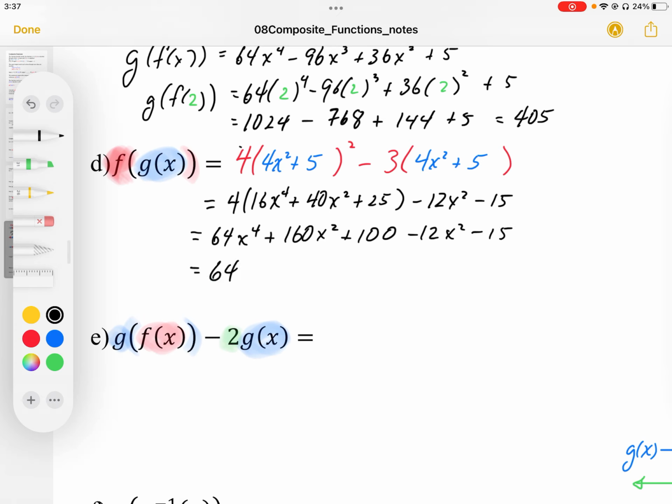Combining the like terms, I'm going to end up with 148x squared plus 85 when I combine the like terms. So those combined to give me that, and these combined to give me that.